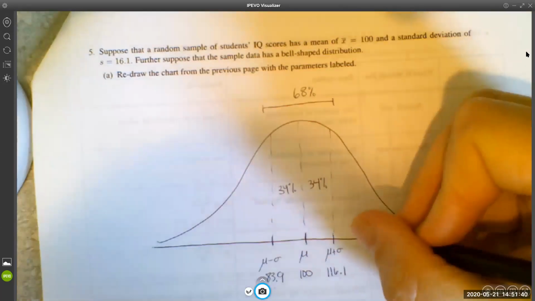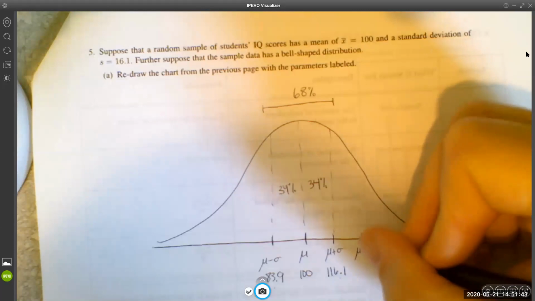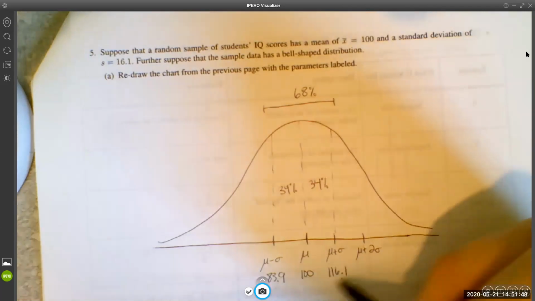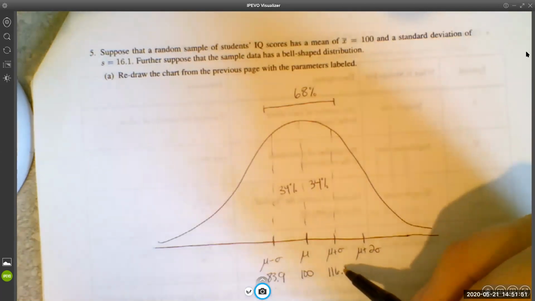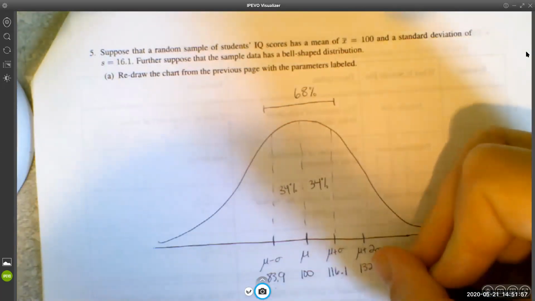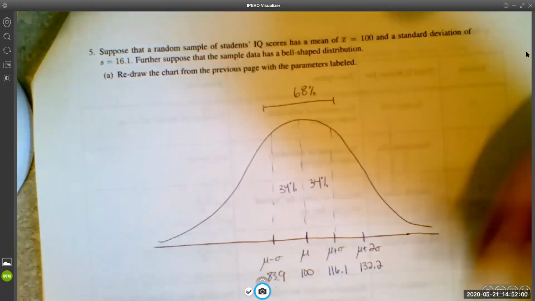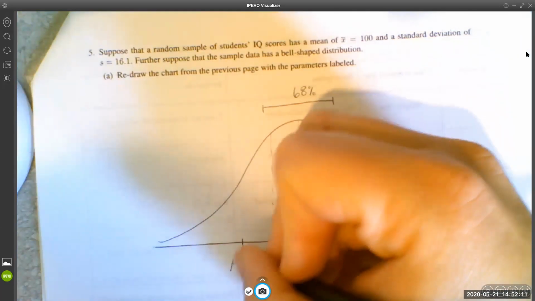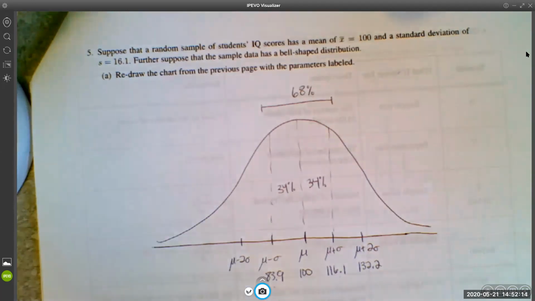Within two standard deviations, right? Mu plus 2 sigma. Well, I'm 2 standard deviations above the mean. So if I add another standard deviation, 116.1 plus another standard deviation of 16.1, I'm going to end up at 132.2. So if I have an IQ score of 132.2, then I'm 2 standard deviations above the mean. In the other direction, mu minus 2 sigma, we'd have 83.9 minus 16.1. So that's 67.8.